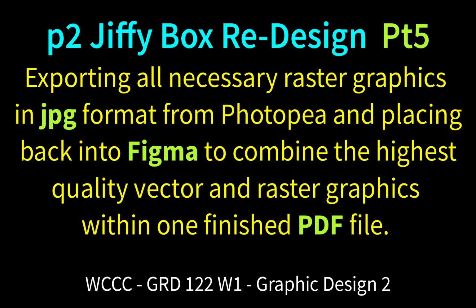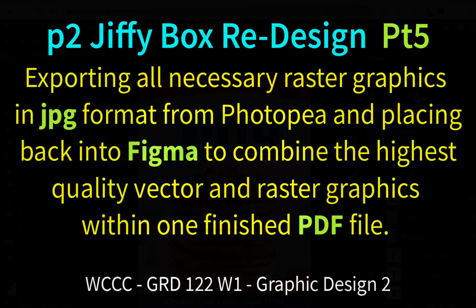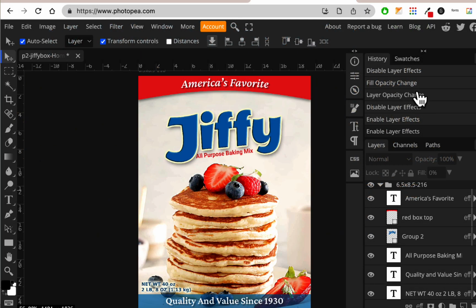And what we're going to be doing in part 5 is basically getting the best of both worlds of our vector and raster art. We don't want to lose our sharp vector art, and we want to utilize our nice raster art that we used in Photo P, but we don't want to compromise any of our vector art.